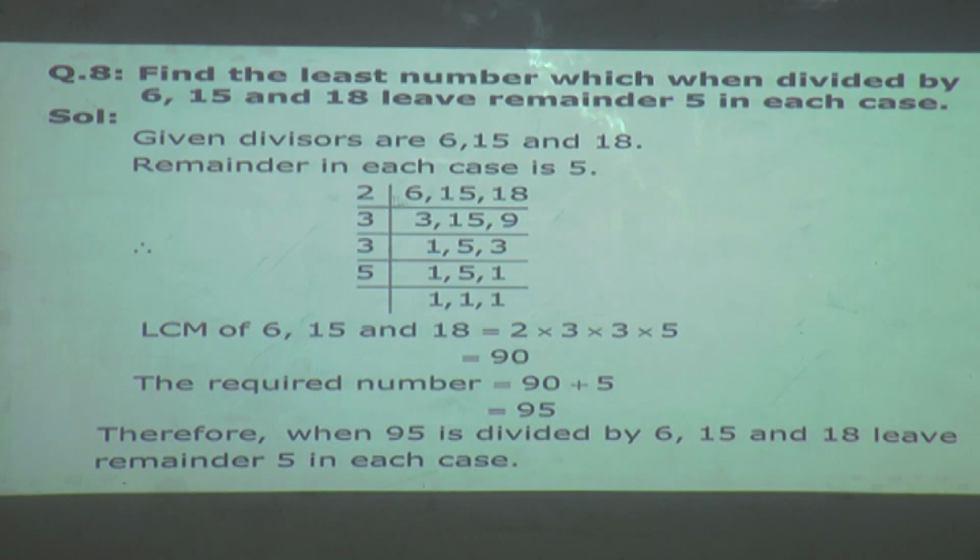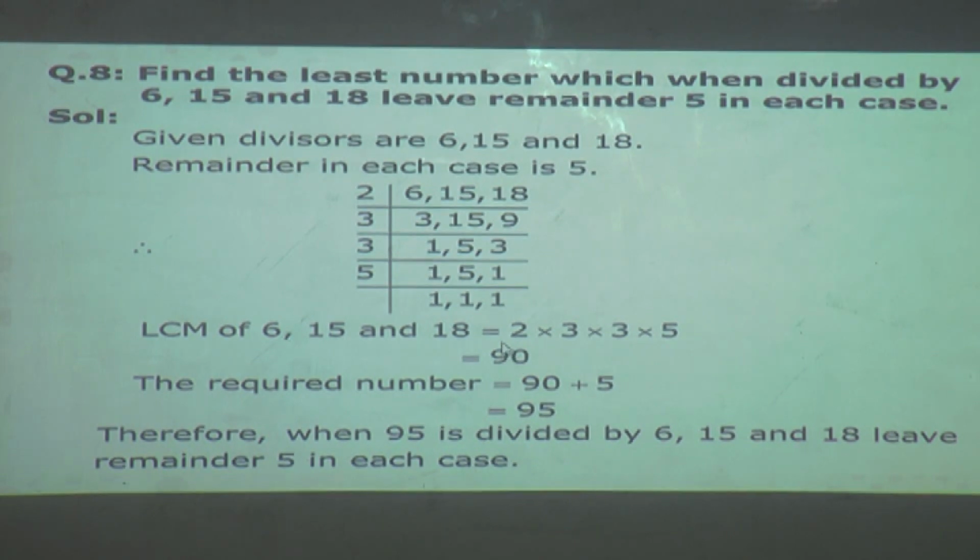2 3s are 6, 15 we keep as it is, 2 9s are 18. Let us take the number 3. 3 1s are 3, 3 5s are 15 and 3 3s are 9. Now we will take again 3. 1 and 5 as it is and 3 1s are 3. Now we have only the number 5, so let us divide it by 5. 5 1s are 5. Now the LCM of 6, 15 and 18 is 2 into 3 into 3 into 5. That is 90.